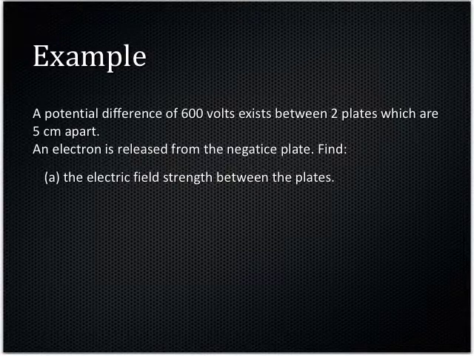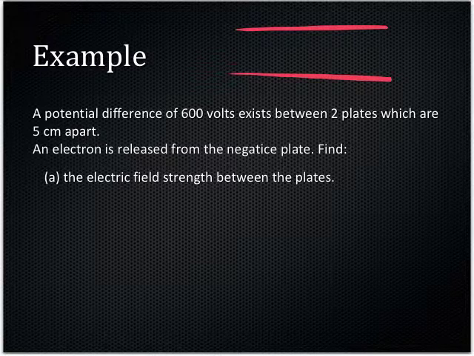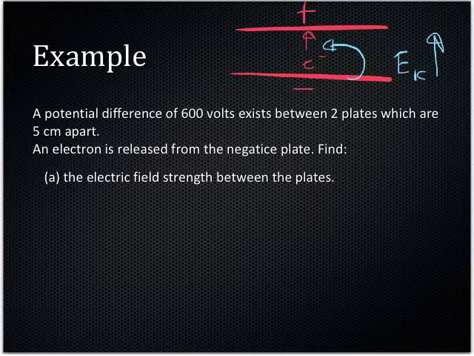As an example, a potential difference of 600 volts exists between two plates which are 5 cm apart. An electron is released from the negative plate. Find: so in other words, we have two plates, a negative and a positive plate, and an electron is released from here. It's going to fly up there. Now it's going to have work done on it. It's going to increase its kinetic energy. It's gaining potential energy and that is turning into kinetic energy.